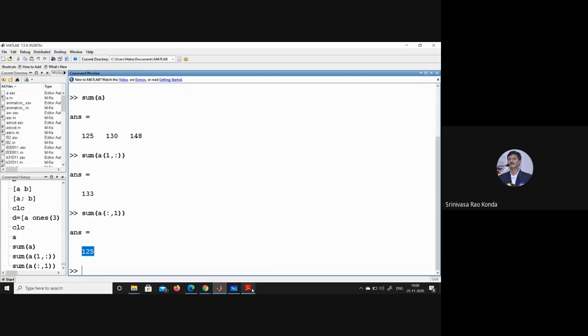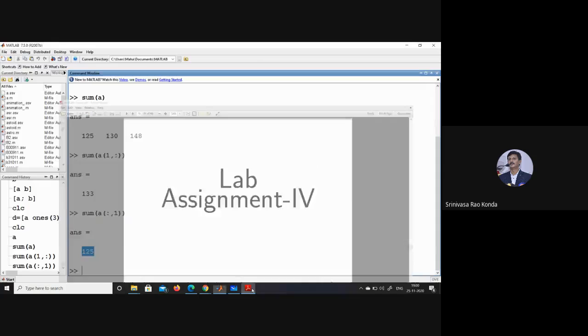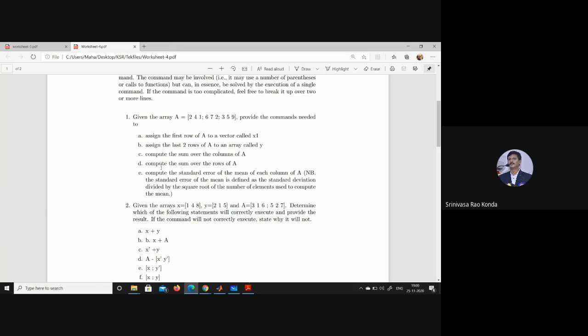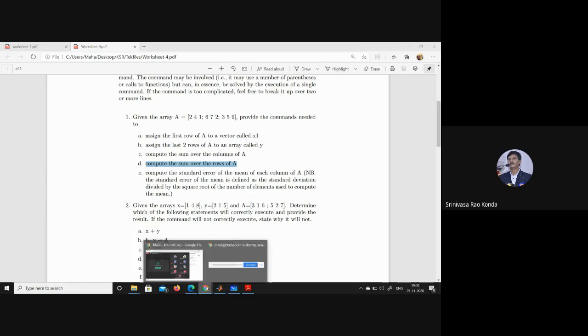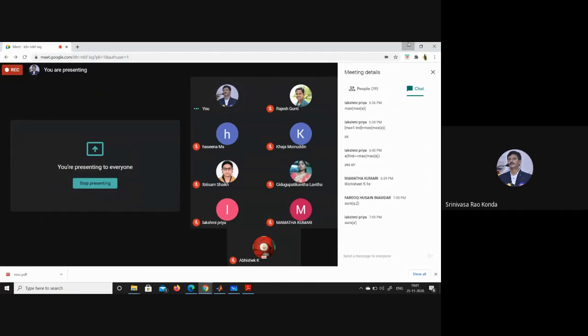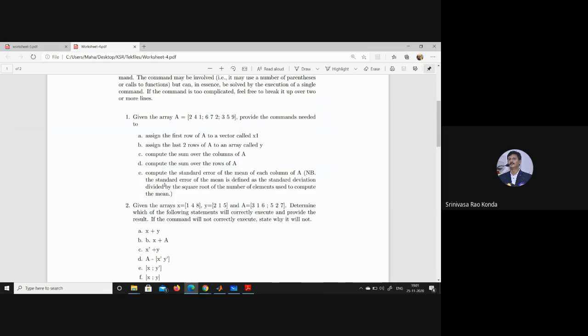Next, how to find the sum of column wise elements, row wise elements? Sum of rows. Compute the sum over the rows of A. How to do it? Sum of A transpose. Okay. Sum of A transpose.